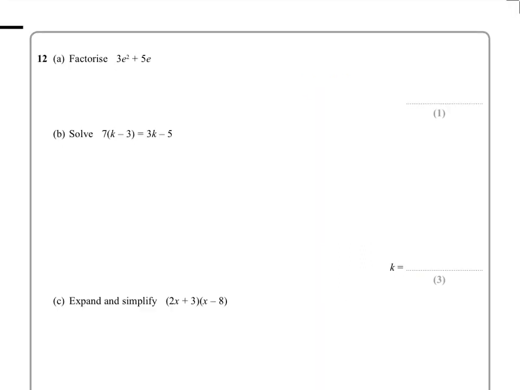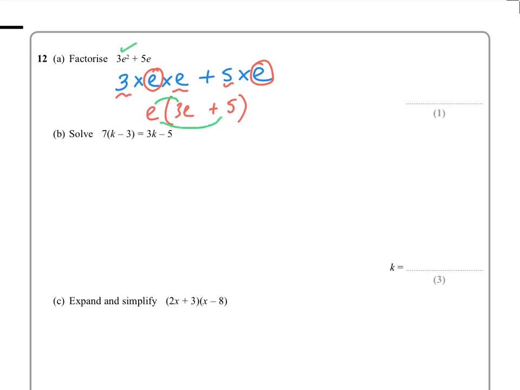Now we want to factorise this here, and I went over some factorisation in the last paper I did. So I would personally write all this out as timeses, and then circle the things that are common. So I have an E here and an E here. So I take out the E and I'm left with 3E plus 5. And then in your head just multiply it out. E times 3E is 3E squared, and E times positive 5 is 5E. So we'd have E lots of 3E plus 5.